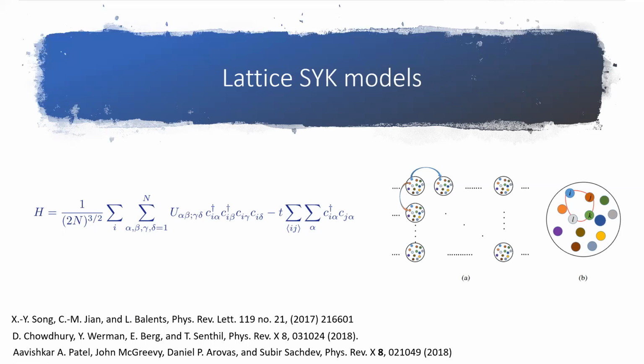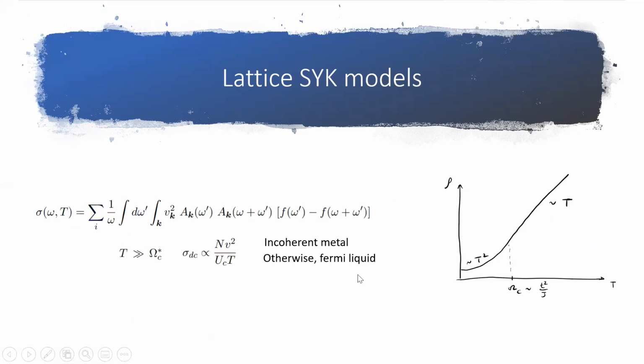And you can compute the conductivity for this model. The conductivity would be some expression in terms of the Green's functions. A here is basically the density of states, the Green's function. And it turns out that the resistance as a function of temperature has this linear dependence on the temperature. However, at very low temperatures, it still becomes quadratic. And the crossover between the quadratic dependence and the linear dependence is called the coherence energy. It goes as T squared over U.